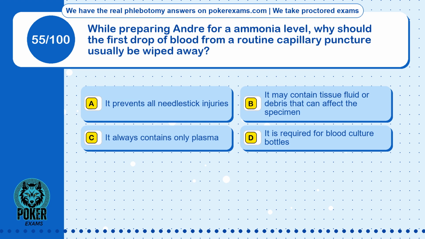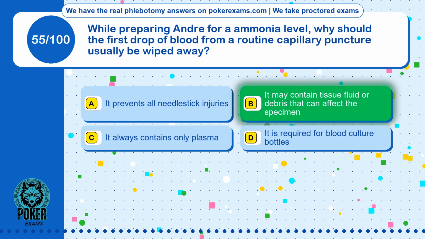Question 55. While preparing Andre for an ammonia level, why should the first drop of blood from a routine capillary puncture usually be wiped away? Option A. It prevents all needle stick injuries. Option B. It may contain tissue fluid or debris that can affect the specimen. Option C. It always contains only plasma. Option D. It is required for blood culture bottles.